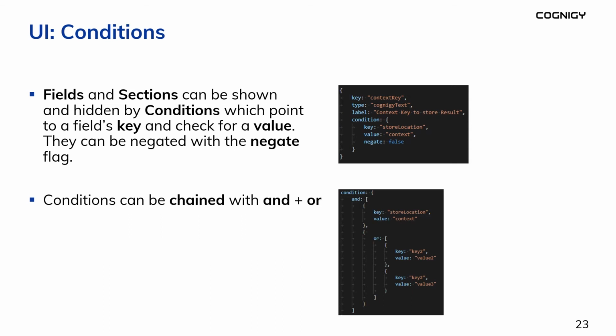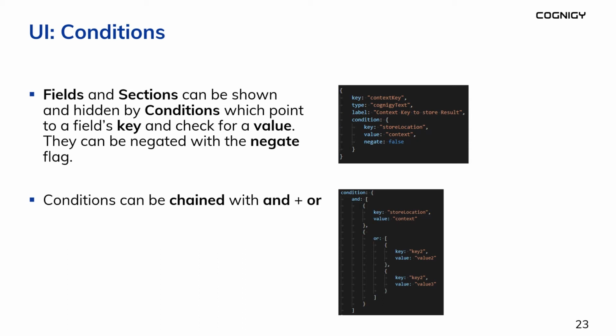So what you can do, to any field, you can add a condition, and to any section, actually, you can add a condition as well. And the condition links to another key, so to another field's key. In this example here, it's store location. It has a value, which means does the key's value correspond to that? So is store location context, and you can negate it as well. So this means if you don't negate it, it says only show this field if store location says context. If you do negate it, it means only show this field if the store location does not say context.